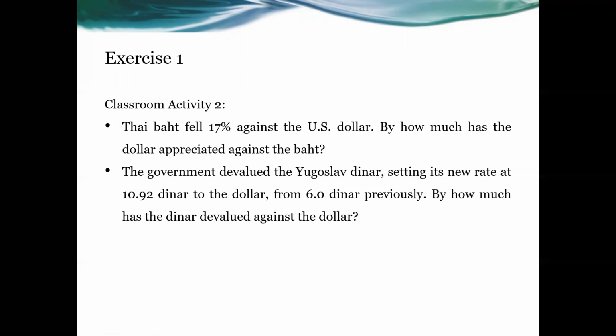And again, the second example: the government devalued the Yugoslav dinar, that is that country's currency, setting a new rate at 10.93 to the dollar from 6 dinar previously. Then you are asked to calculate the devaluation against the dollar. Devaluation means depreciation. We can call it devalued or overvalued, similar terms. You need to learn all these things. So work this out again. This is your second classroom exercise.